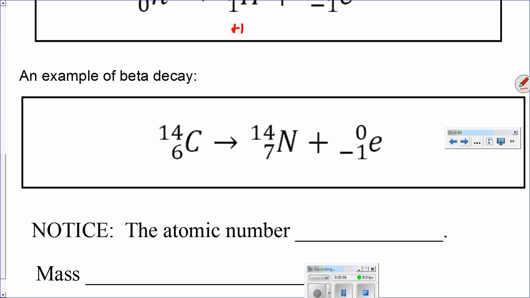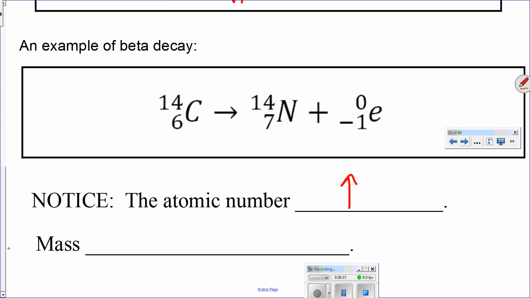Notice what's happening here. You have an increase in atomic number. Your mass is remaining the same, and I'm putting this in quotes because there is a tiny bit of mass lost. It's just so small and fractional, it does not show up in our balanced decay equation.